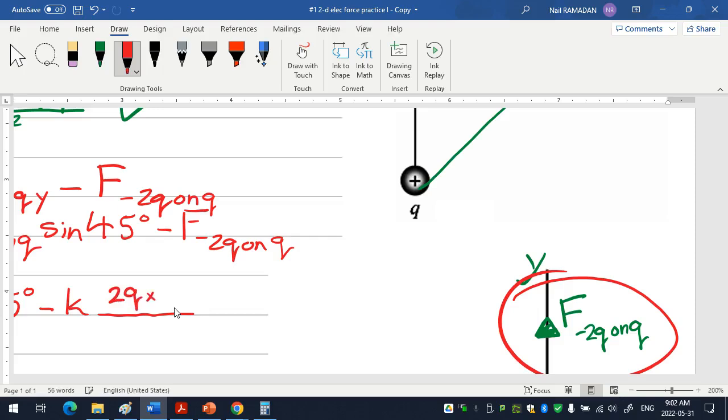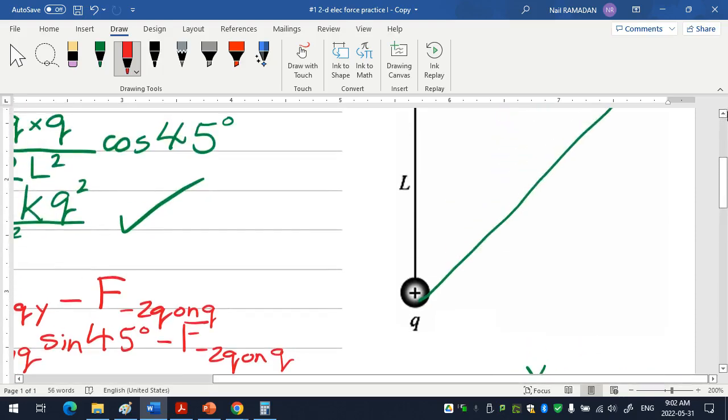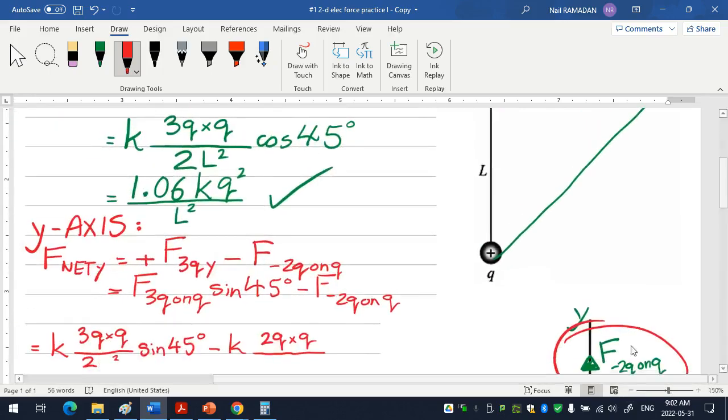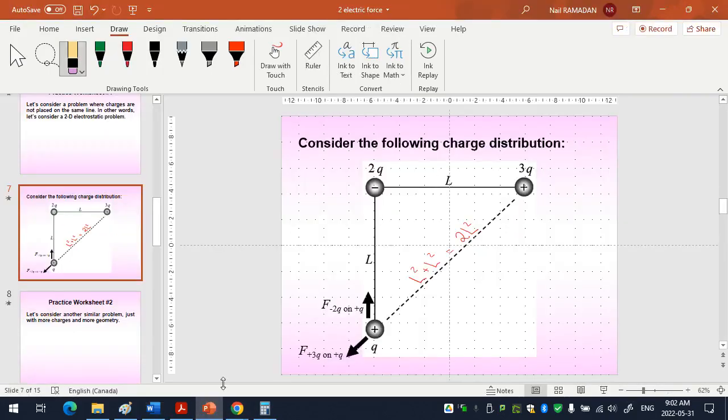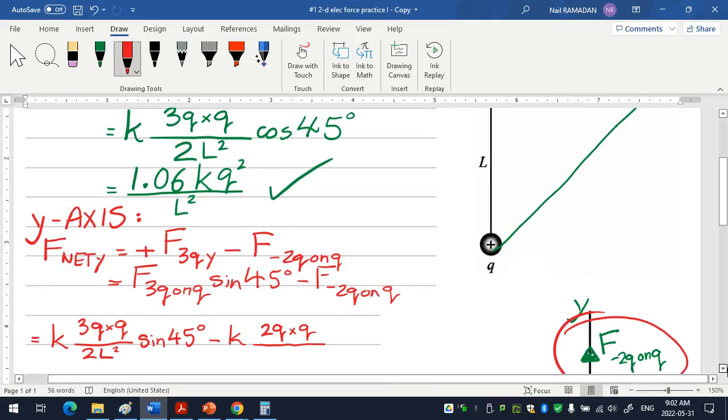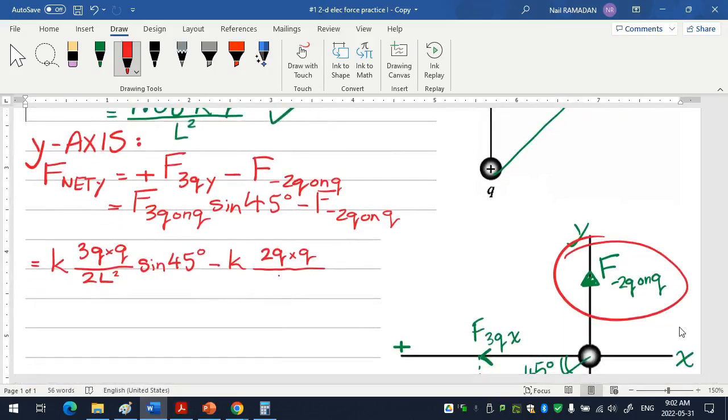2q times q. Okay, distance. What's the distance between 2q and q? From the L. But it has to be what? You got it. What was your question? You wanted? Oh, sure. Yes. So just L squared.